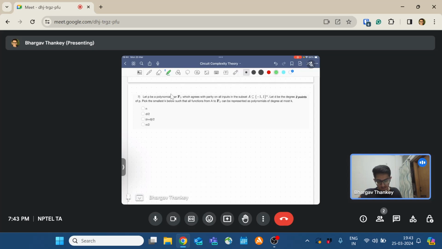Okay, so the next problem is: let P be a polynomial over F3 which agrees with parity on all inputs in the subset A, a subset of {-1,1} to the n. Let D be the degree of P. Pick the smallest k below such that all functions from A to F3 can be computed by polynomials of degree at most k. The options are n, d over 2, n plus d over 2, and n over 2. So which of these is correct?